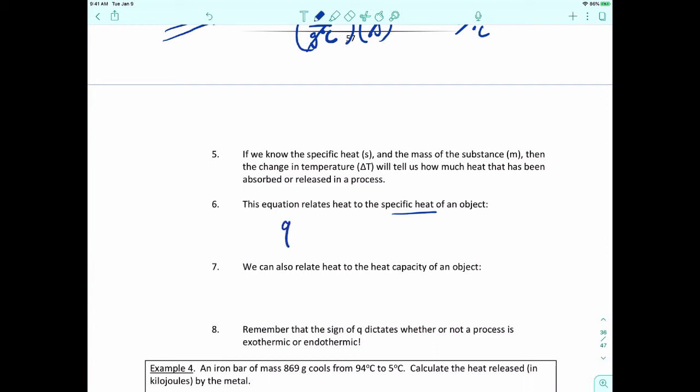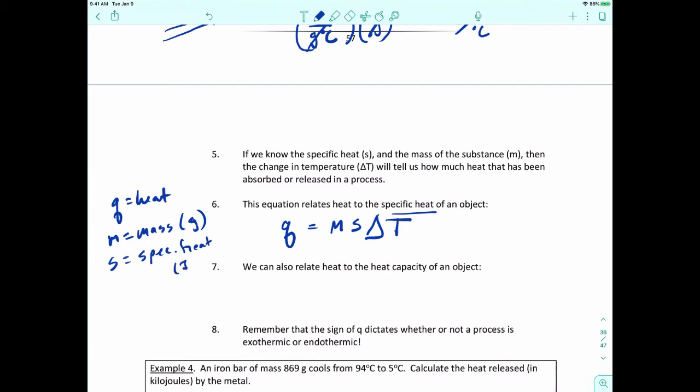So the way we do this is that we take Q, which again is heat. This is going to be equal to mass, M, times the specific heat, S, multiplied by the change in temperature. M is mass, measured in grams. S is specific heat, in joules per gram degree Celsius. And delta T is the change in temperature.